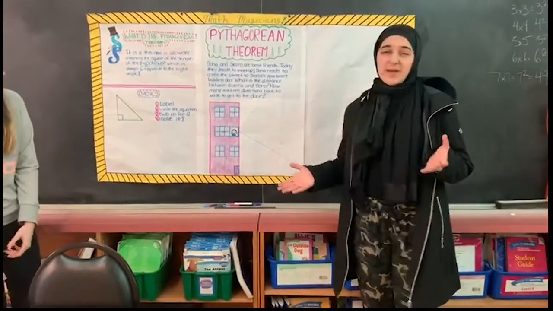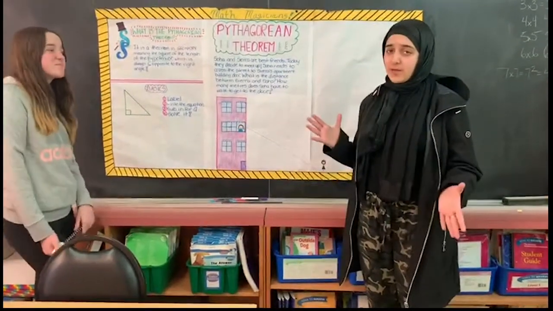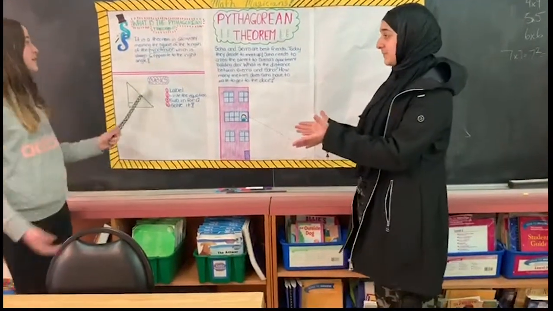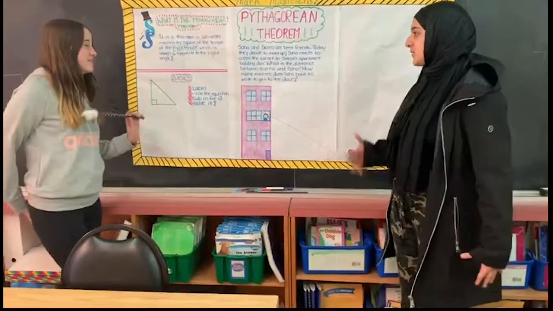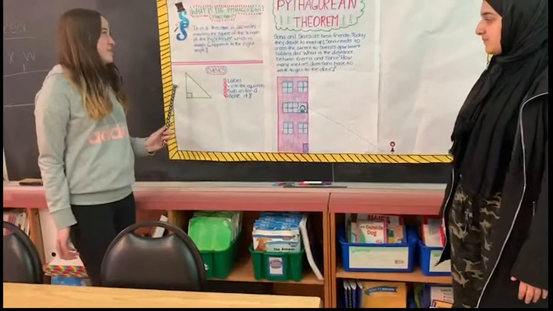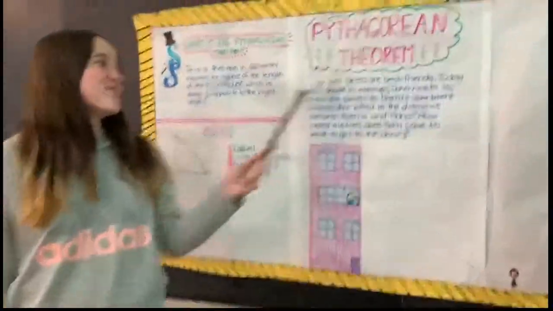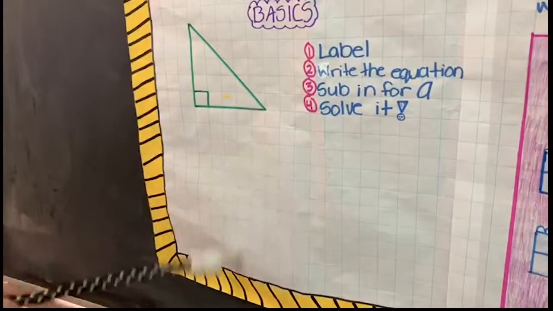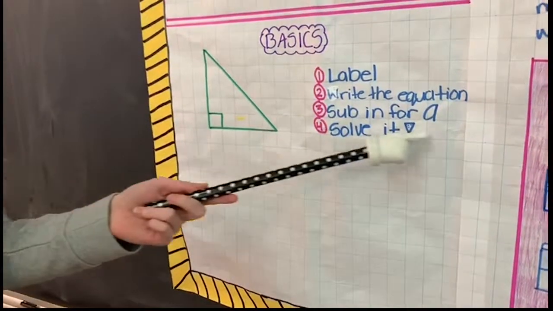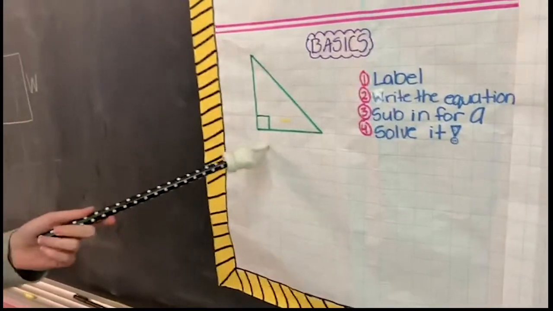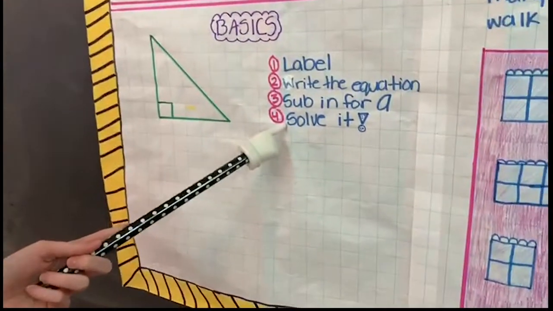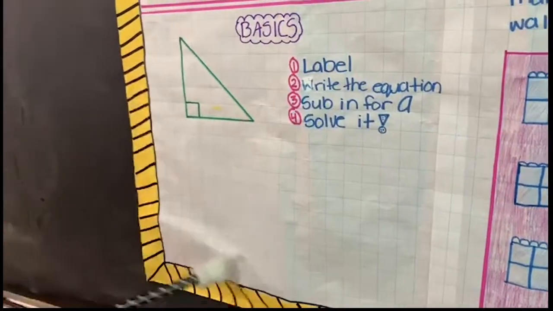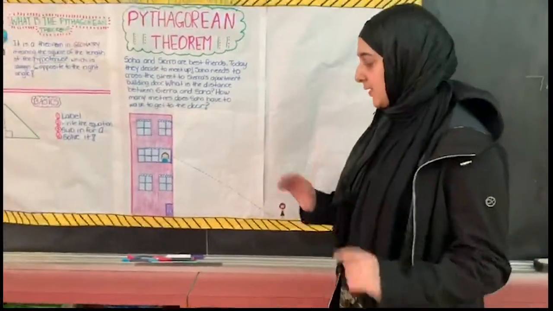Okay, so before we get more into the complex word problem solving, let's get started with the basics. Okay, can you explain to us, Sierra? There are 4 steps that you need to know to learn the Pythagorean theorem. First one is to label the triangle. Second one is to write the equation out. Third one is to sub in for A, so pretty much just substitute for a letter. And the fourth and final one is solve it. Okay, so let's get started on solving this very basic equation.